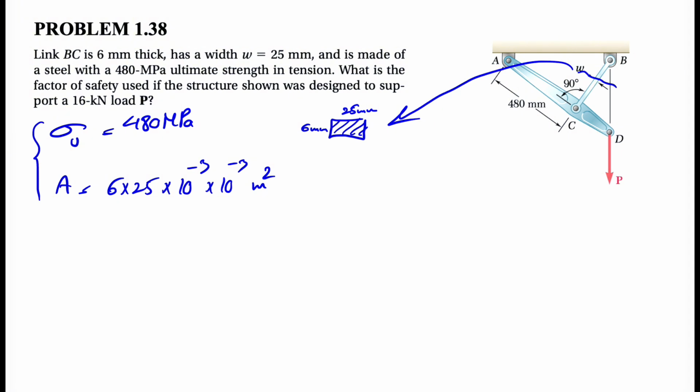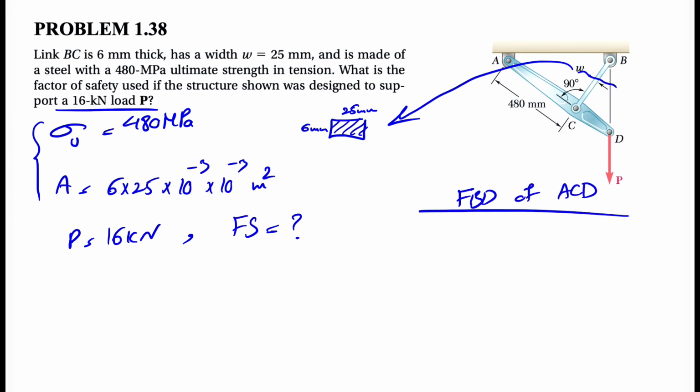So far we have the area and the ultimate strength, and the question is asking for the safety factor in order to support a 60 kilonewton load P. So we know the force P is 60 kilonewton, and we have to find the factor of safety. We're going to start by drawing the free body diagram of the member ACD.